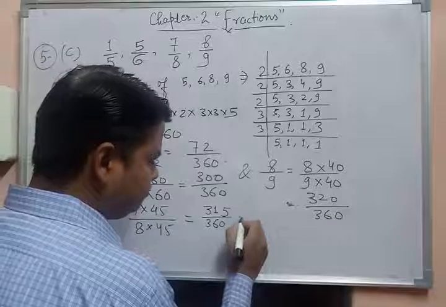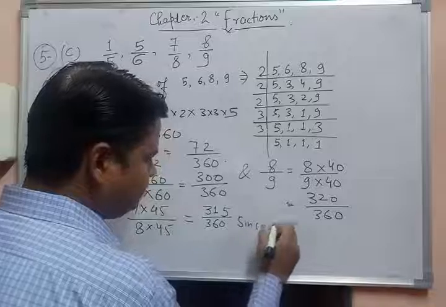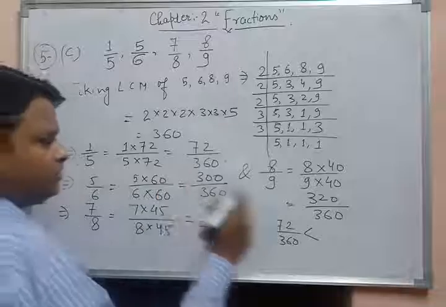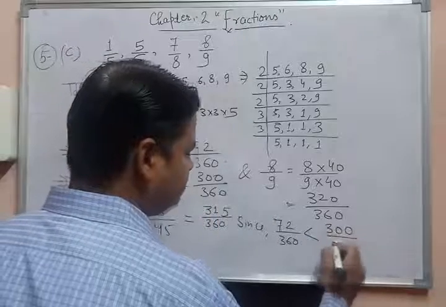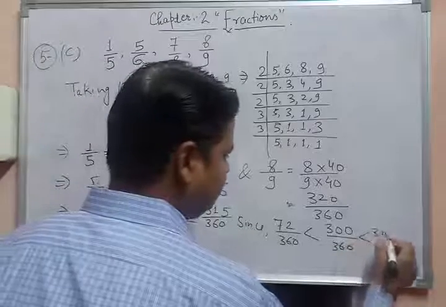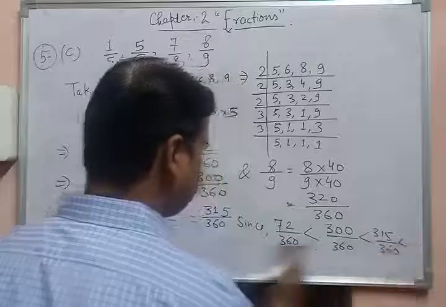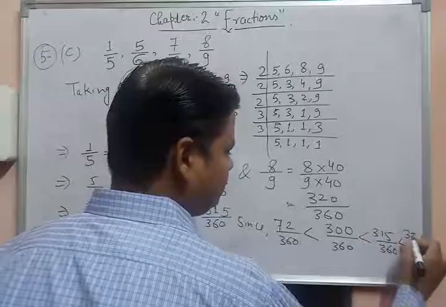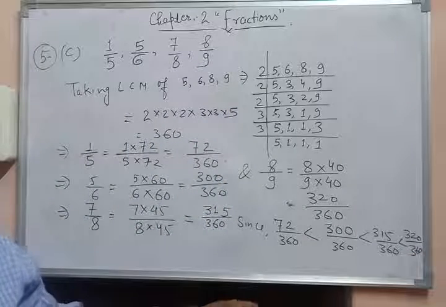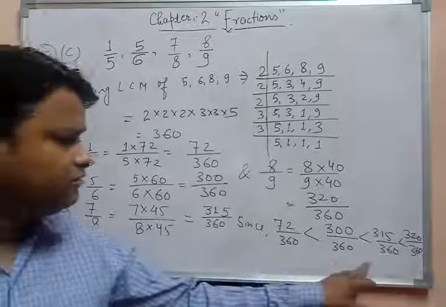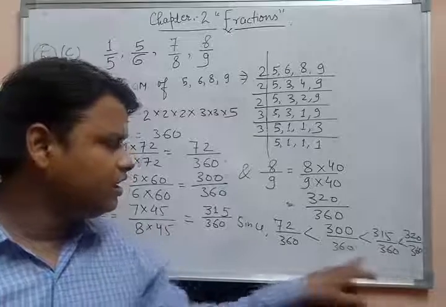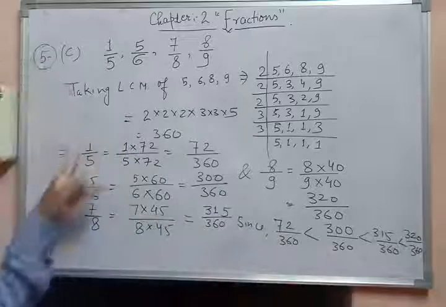So find the numerator which is the smallest among all the fractions, and that is this fraction, 72 upon 360. Since 72 upon 360 is less than 300 upon 360, and 300 upon 360 is less than 315 upon 360, and this fraction is also less than 320 upon 360. So students, this is not your final answer. These are all equivalent fractions of the given fractions.